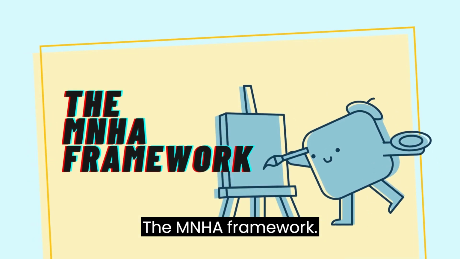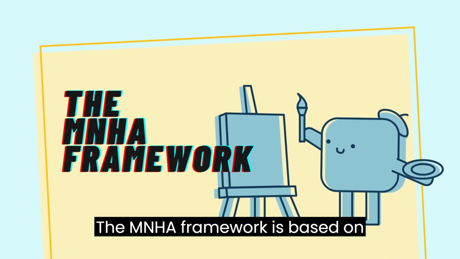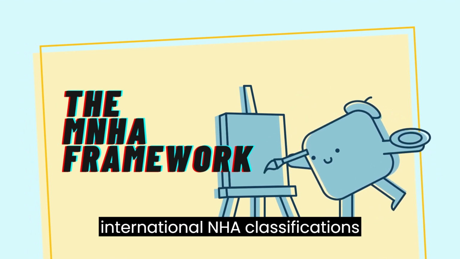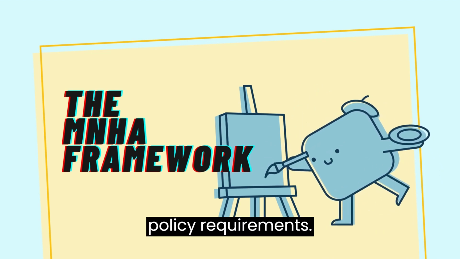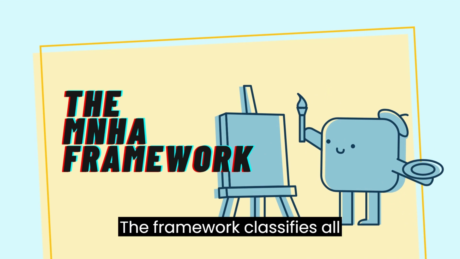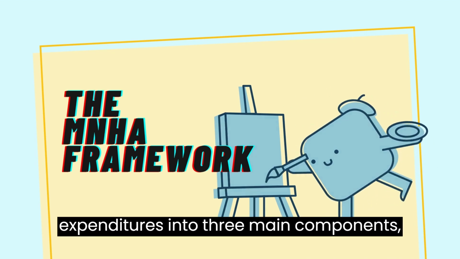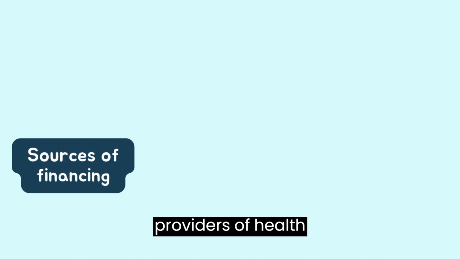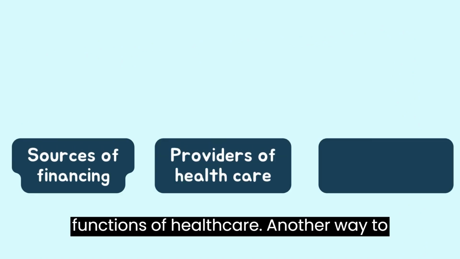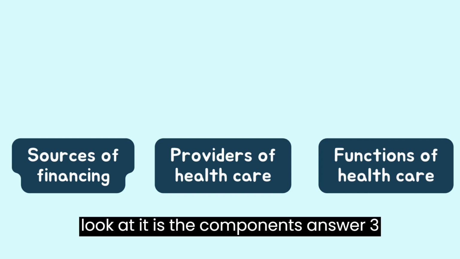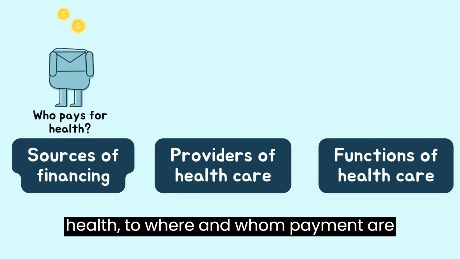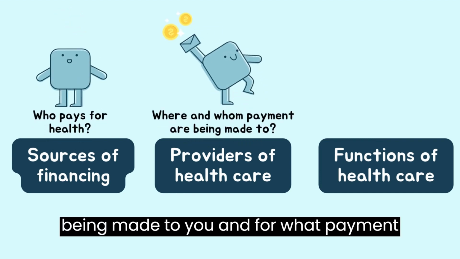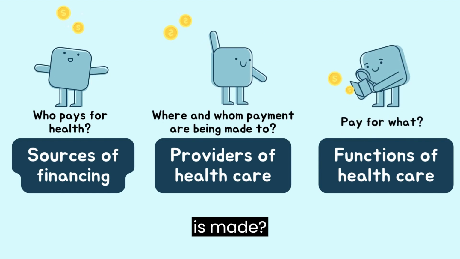The MNHA Framework. The MNHA Framework is based on international NHA classifications, with minor changes made to meet local policy requirements. The framework classifies all expenditures into 3 main components: sources of financing, providers of health care, and functions of health care. Another way to look at it is the components answer 3 important questions: who pays for health, to where and whom payments are being made to, and for what payment is made.